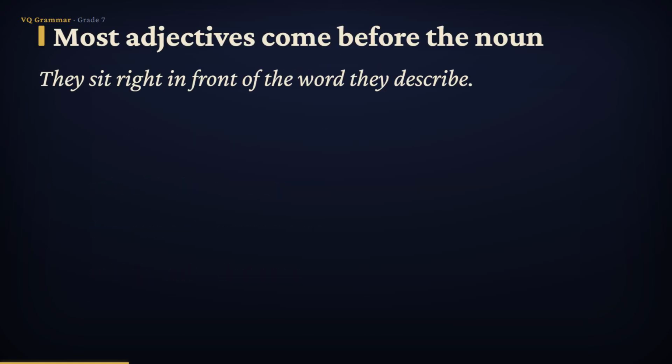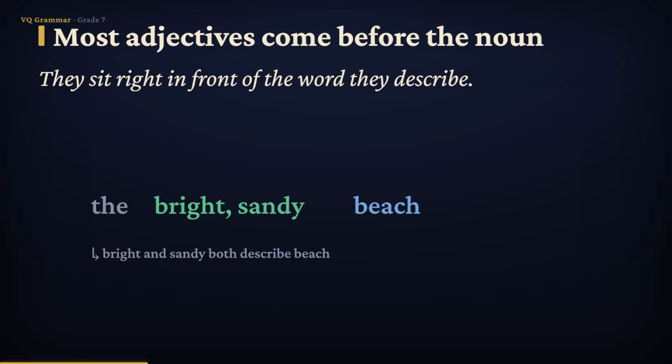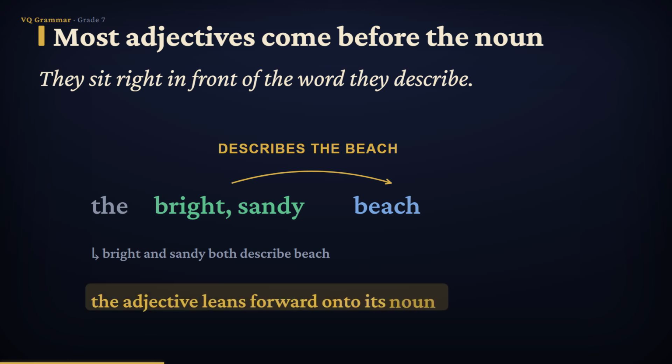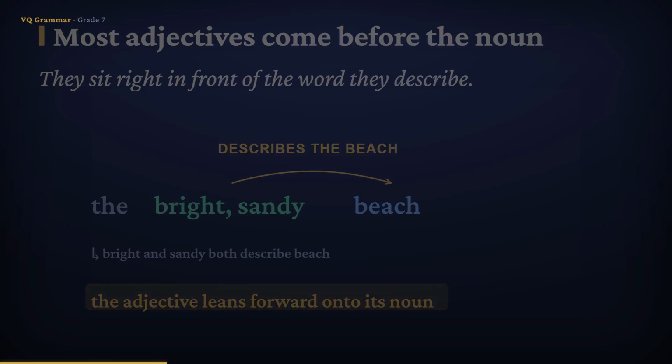Now, where do adjectives usually live in a sentence? Most of the time, an adjective comes right before the noun it describes. Listen, we walked along the bright, sandy beach. The words bright and sandy both sit in front of beach, and both describe it. What kind of beach? A bright one, a sandy one. You can almost feel each adjective leaning forward onto the noun it belongs to.